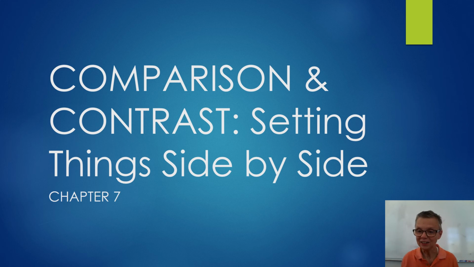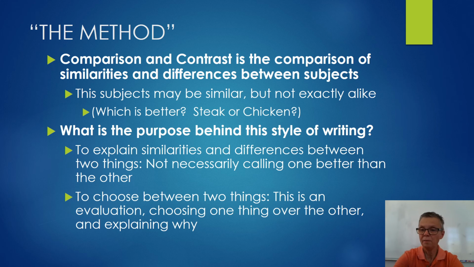Hello once again. We are talking about chapter 7 of the text today, which deals with comparison and contrast, setting things side by side just to see how they stack up. How are they similar? How are they different? The method.